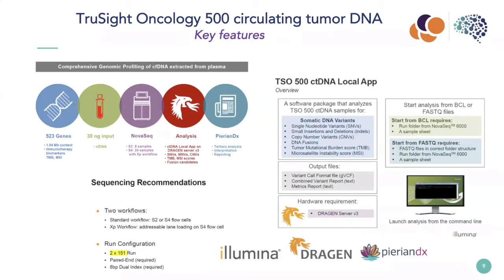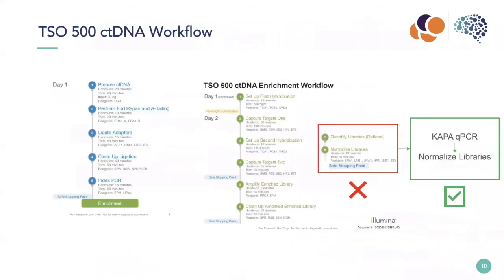It's about the equivalent of a whole human genome, so approximately 24 samples per S4 flow cell, generating around 100 to 120 gigabases of data per sample is the recommended amount. So very deep sequencing for the circulating tumor DNA.